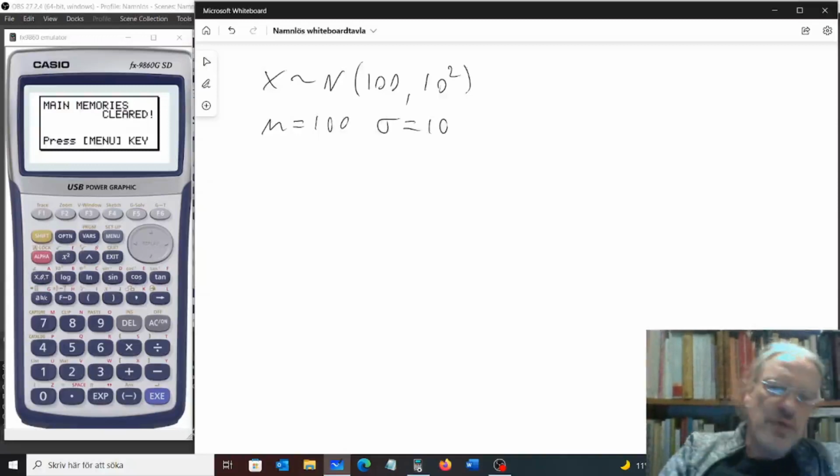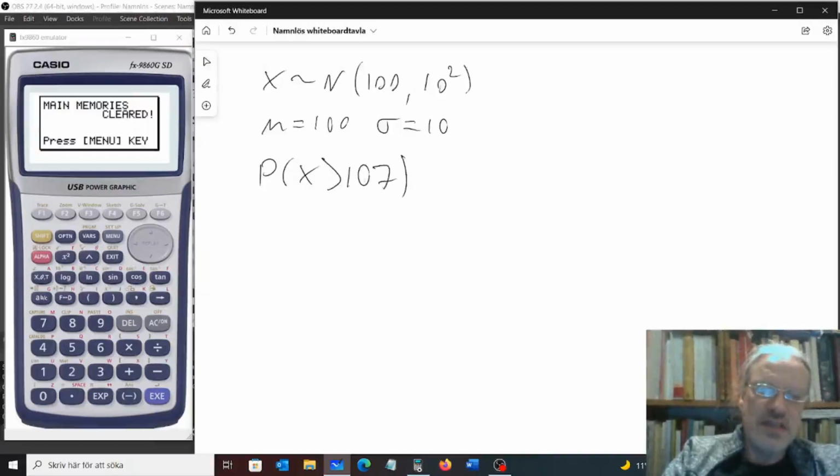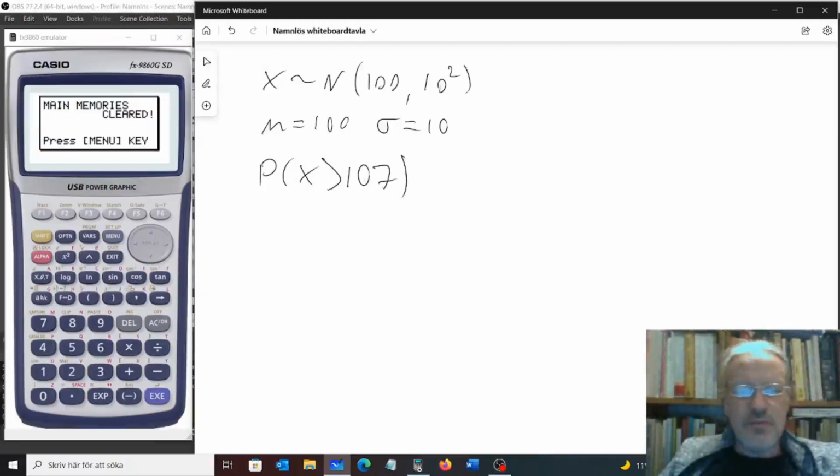And suppose we are to find the probability that this variable x has a value above 107, say. So this could, for example, be some product that is made that is 100 grams with a standard deviation of 10 grams. What is the probability that we will buy something that is more than 107 grams?